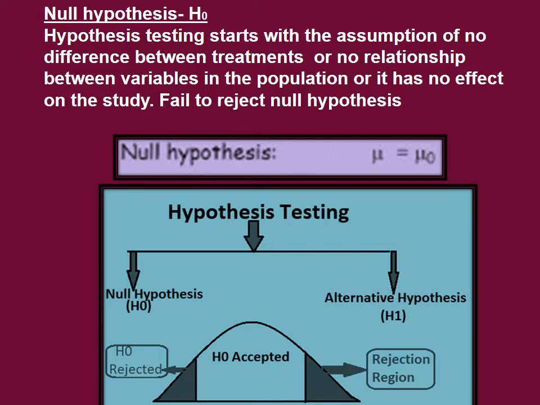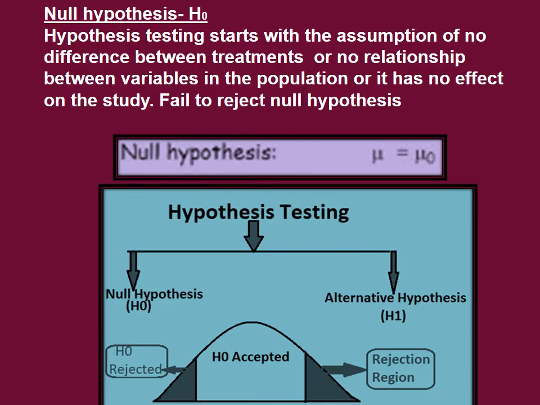Therefore, if we need to accept the null hypothesis, we have to express it in this way: fail to reject the null hypothesis. What is the meaning of fail to reject the null hypothesis? The meaning is accept the null hypothesis. At the time we accept the null hypothesis, what will happen to the alternative hypothesis?